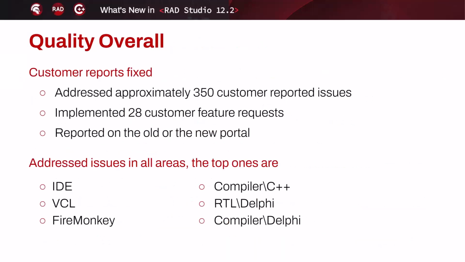With that, I want to highlight the fact that quality overall took a lot of focus and attention, despite this webinar being focused primarily on the new features added. We addressed approximately 350 customer reported issues across the various subsystems. We've implemented almost 30 feature requests. These are tickets that have been reported on the old or the new quality portal for customers. And in terms of focus areas, the largest number of tickets was addressed in the IDE, VCL and FireMonkey. We also addressed a number in the C++ and Delphi compilers and in the Delphi runtime library.